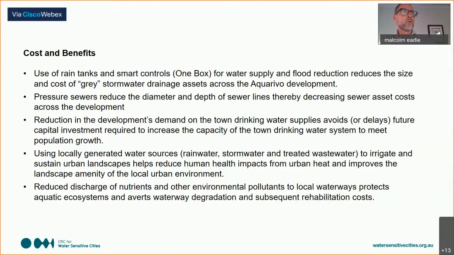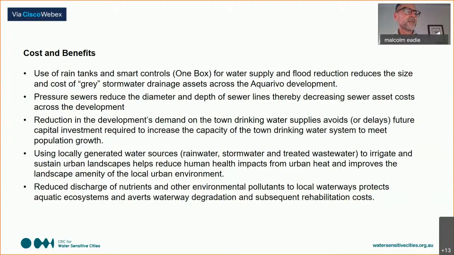And by using locally generated water sources, which is rainwater, stormwater and treated wastewater, to irrigate and sustain the urban landscapes, both private and public, helps reduce human health impacts. And we've heard urban heat is a big issue in many parts of the world, and water plays a very critical role along with landscapes to mitigate the human health impacts of urban heat. But it also importantly improves the overall landscape amenity of the local urban environment, which is sense of place, pride and livability are the outcomes there.